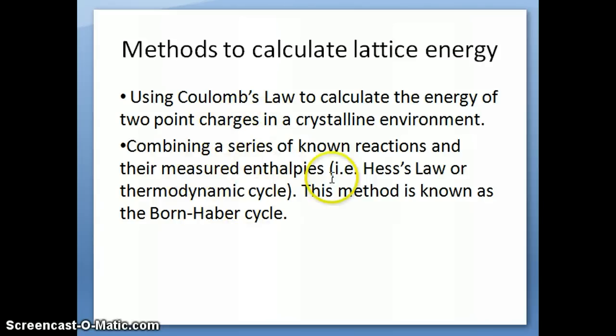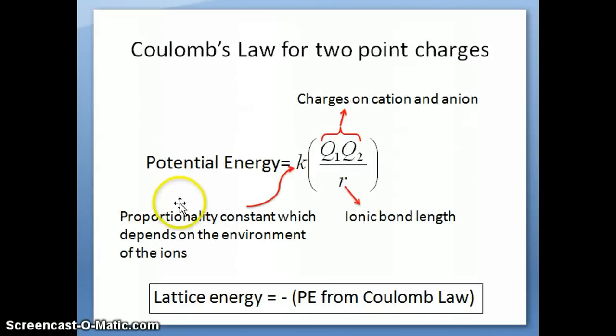The other method is a much more extended series of steps that uses the concept of Hess's law, which we learned in the thermochemistry chapter. Another way to describe Hess's law is, of course, a thermodynamic cycle. This particular method is known as the Born-Haber cycle, and I'm going to have a separate video detailing how that works. But in this particular video, I really just want to get through using Coulomb's law to estimate the strength of lattice energies.